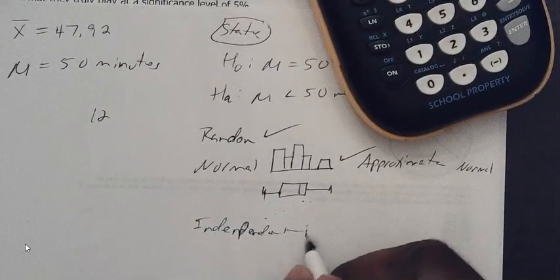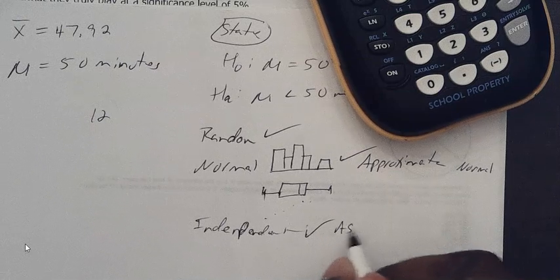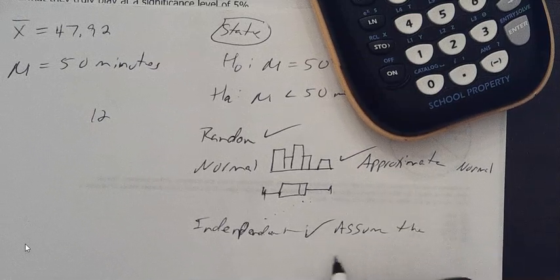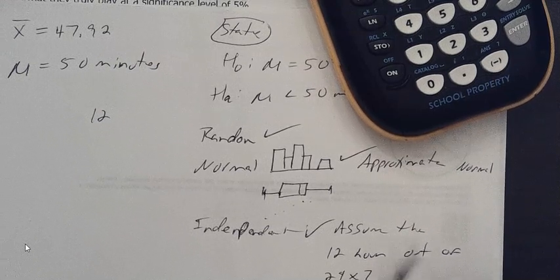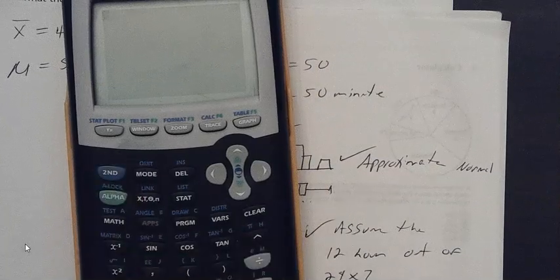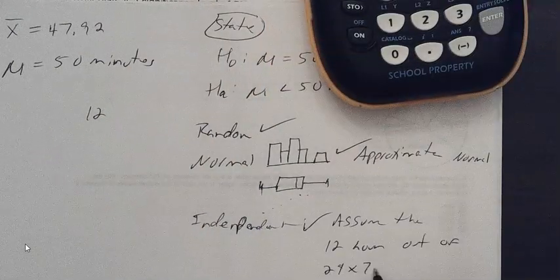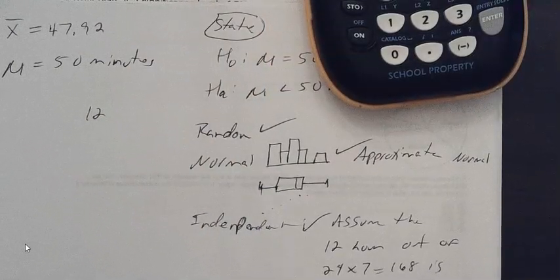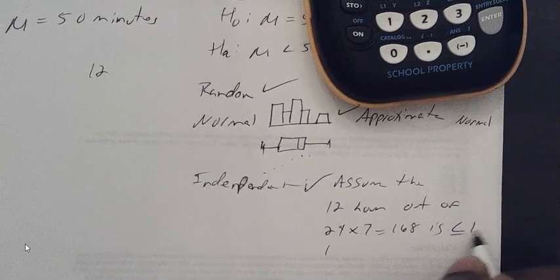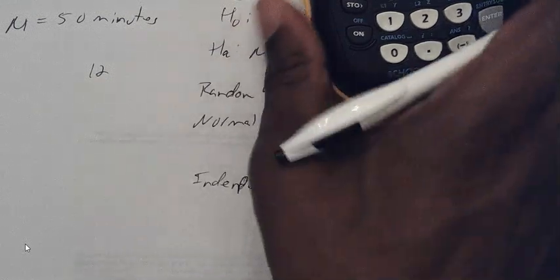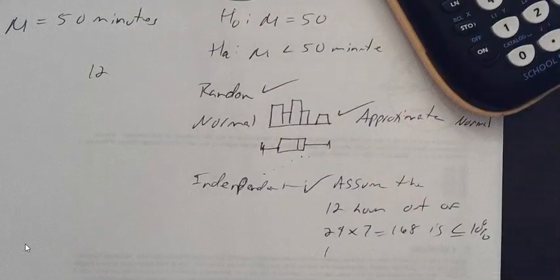So we're going to say this is true, and we're going to write out why it's true. We're going to assume that 12 hours out of 24 times 7, which is 168 hours, is less than 10% of the time that the radio is actually playing. So it passes the 10% rule.